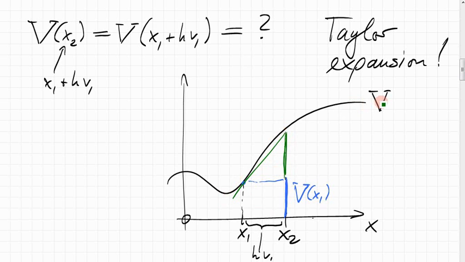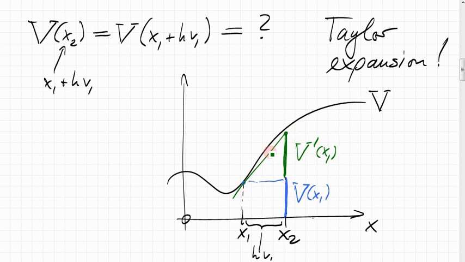If there was no curvature to this function V, if it was a line, then this value would be the correct one, the exact one. I can compute the length of this leg of this right triangle because I know the slope of this line. The slope of this line, the slope of the tangent, is the derivative of our function. That's the role of the derivative. It tells you the slope of the tangent.